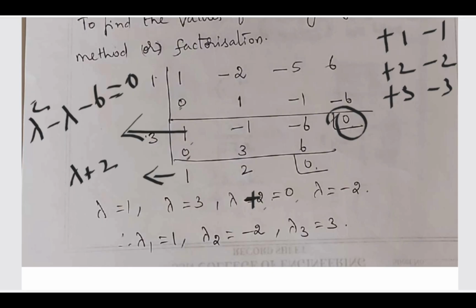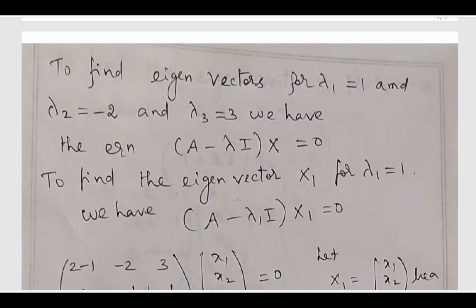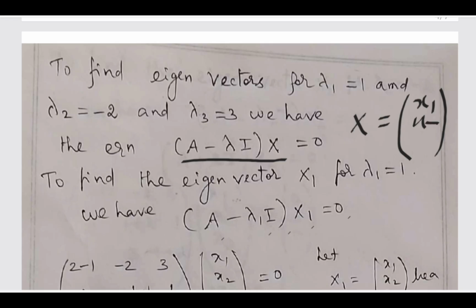So your roots are lambda 1, I have taken in numerical order without considering the sign. I am writing that as eigenvalues. Okay, so lambda 1 equal to 1, lambda 2 equal to minus 2, and lambda 3 equal to 3. Now we are going to find the eigenvector. So for finding the eigenvector, you take the first value lambda 1 equal to 1 and write the equation as A minus lambda 1 into I into X equal to 0, because this is the general equation for finding the eigenvector. And here your eigenvector, capital X, will always be considered a column vector, which is x1, x2 and x3.